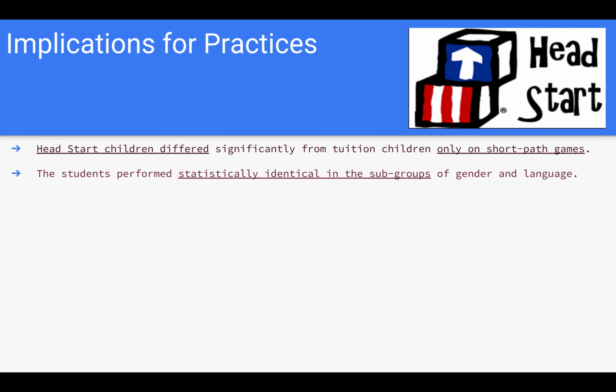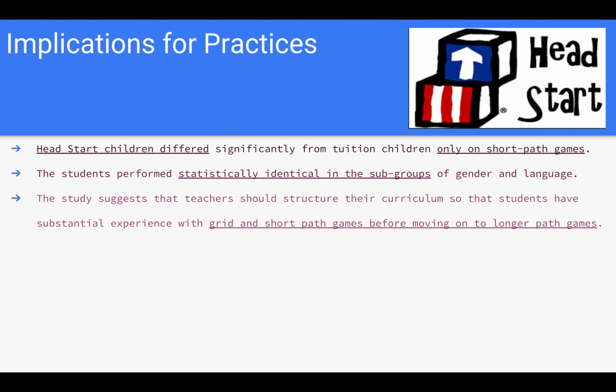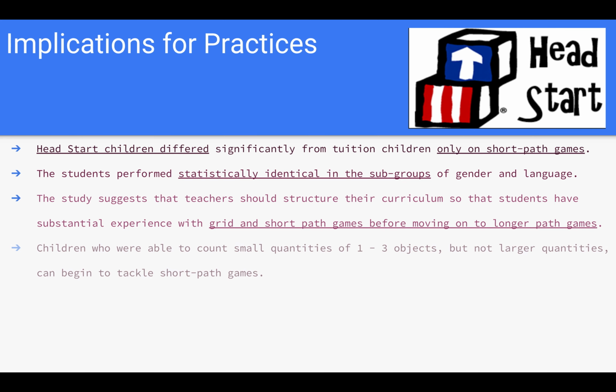The students performed statistically identical in the subgroups of gender and language. English language learners and native speakers had no statistical difference in any of the game paths. The study suggests that teachers should structure their curriculum so that students have substantial experience with grid and short path games before moving on to longer path games.